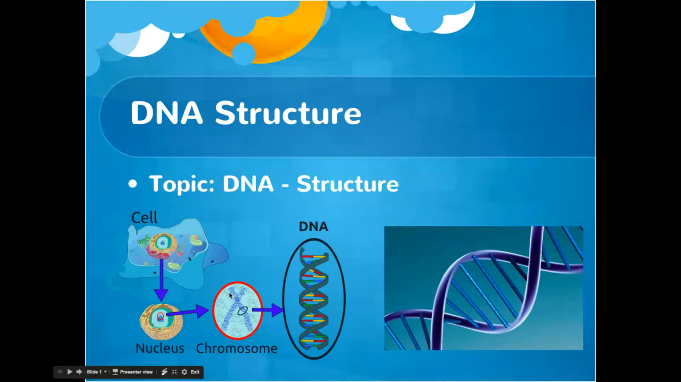We've learned about how traits get passed from parent to offspring, and we know we do that through passing on our chromosomes. Well, our chromosomes themselves are made of DNA molecules. So today we're actually going to begin to talk about the DNA and how it actually gives you your traits, how we go from having this molecule that we got from our parents to actually having our physical characteristics.